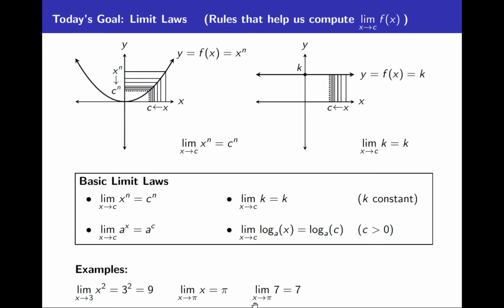Here's another example. The limit as x approaches pi of 7. Let's think about that for a second. 7, that should be an f of x here, so it's the constant function f of x equals 7. No matter what x is, f of x equals 7. So according to this limit law, the limit as x approaches pi of 7 should be equal to 7, for the constant 7.